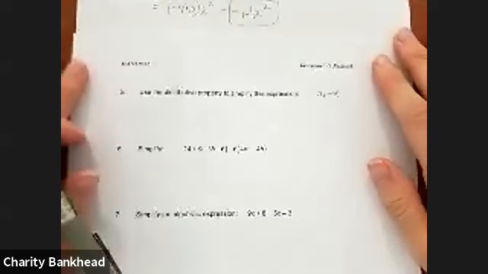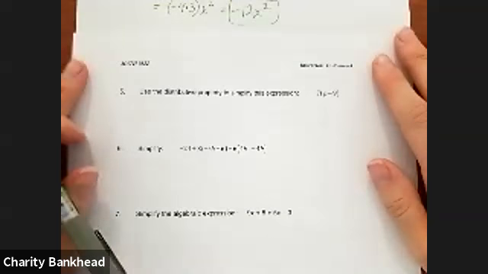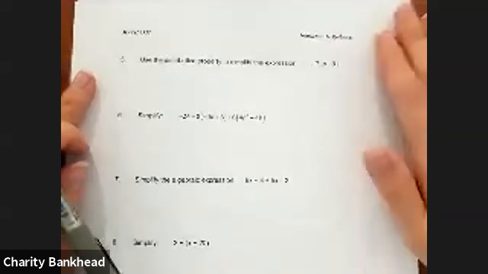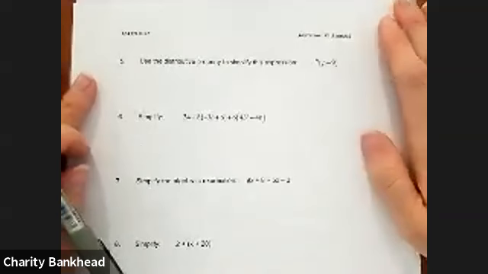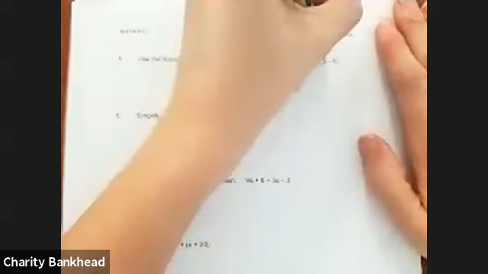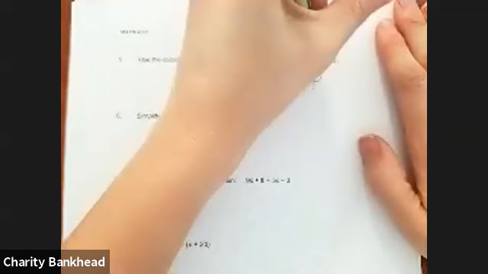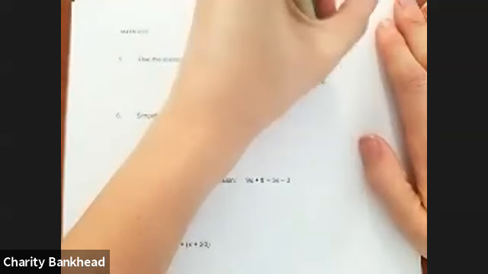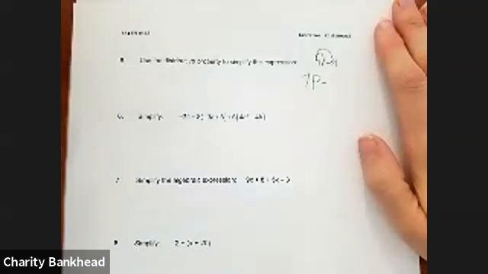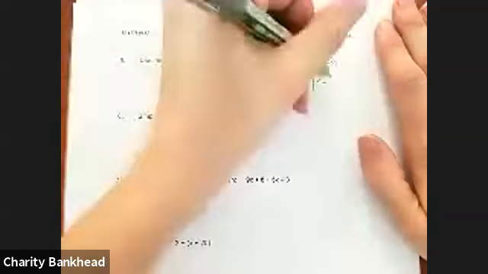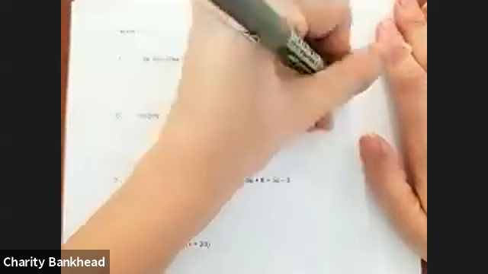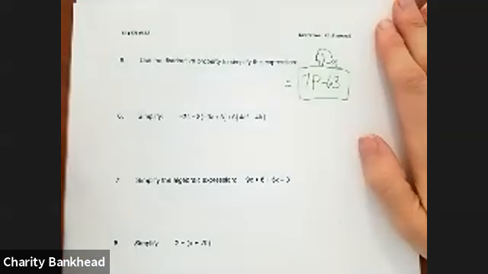Number 5 says, use the distributive property to simplify this expression. I'm just going to distribute the 7. So 7 times p is 7p, minus 7 times 9 would be 63. So that's equal to 7p minus 63.